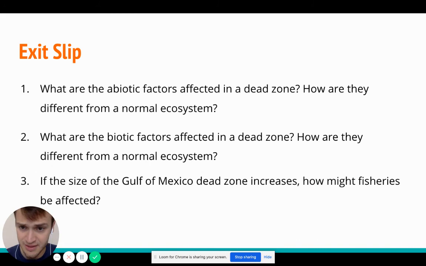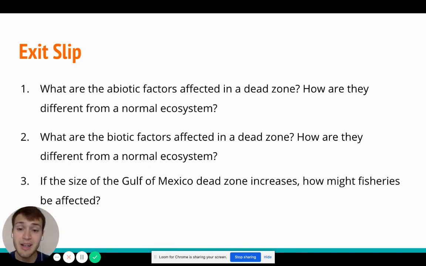All right, so let's move on to the exit slip. The exit slip is in Google Classroom under week 6 called Lesson 9 Exit Slip. There are 3 questions to think about. First, what are the abiotic factors affected in a dead zone? How are they different from a normal ecosystem? So abiotic factors means non-living. So that would be things like, well, I won't tell you what things, this is your exit slip, but abiotic factors are non-living. So what are some non-living things affected? And how are they different from a normal ecosystem?